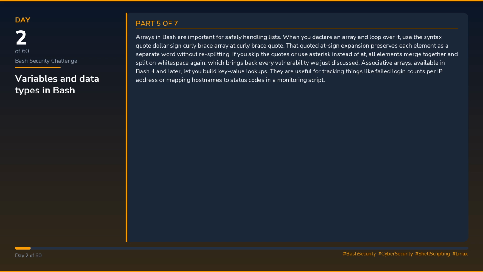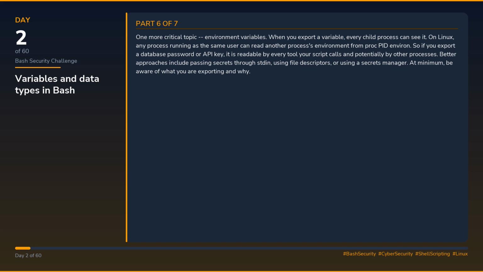Associative arrays, available in Bash 4 and later, let you build key-value lookups. They are useful for tracking things like failed login counts per IP address or mapping hostnames to status codes in a monitoring script. One more critical topic: environment variables.